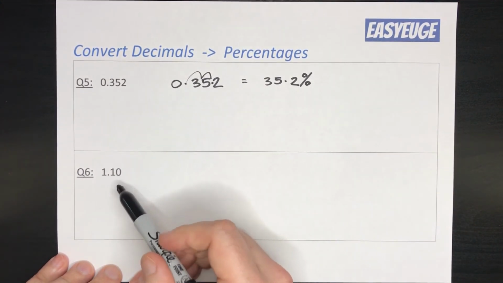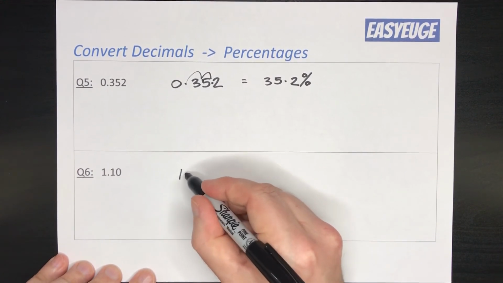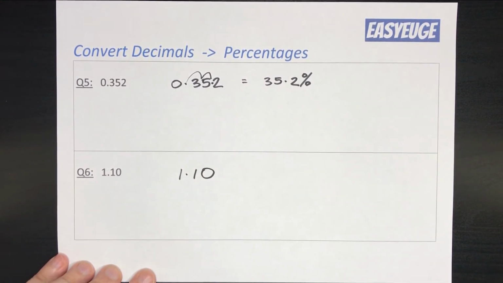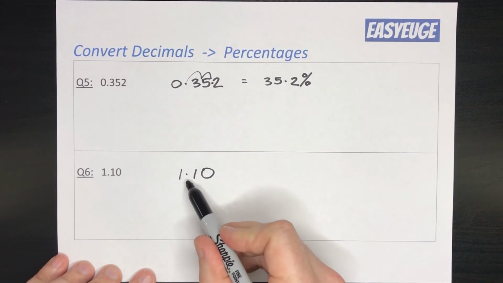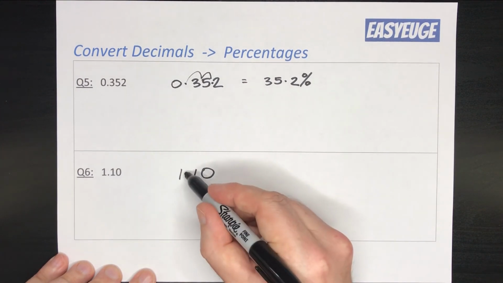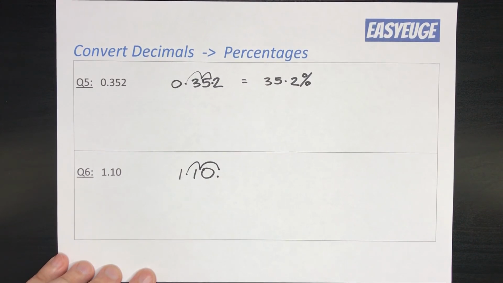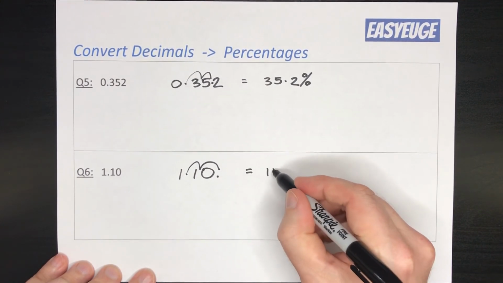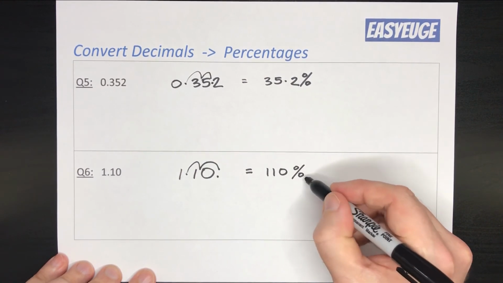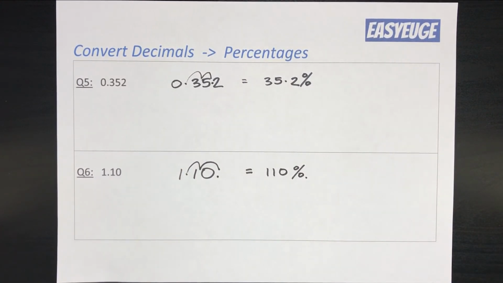And finally, question 6. 1.10. What is 1.10 as a percentage? You know the trick by now. Find the decimal point, move it 2 places to the right because we are multiplying by 100%. Let's move 1, 2, and the decimal point ends up here. So 1.10 as a decimal is 110%. And sometimes people ask you to give 110% when they're asking you to try your best.